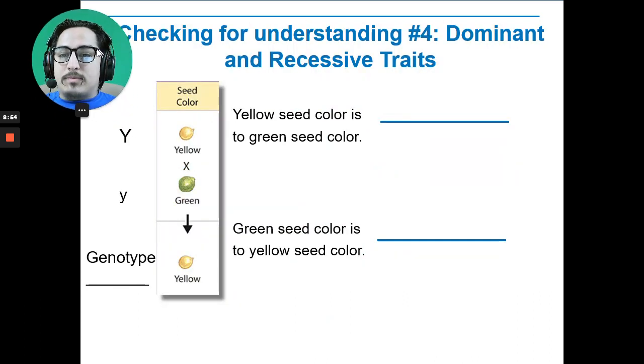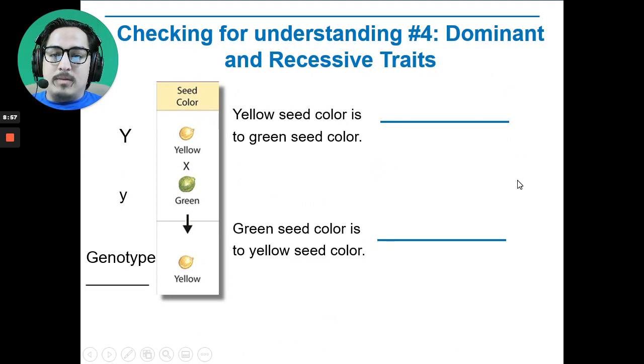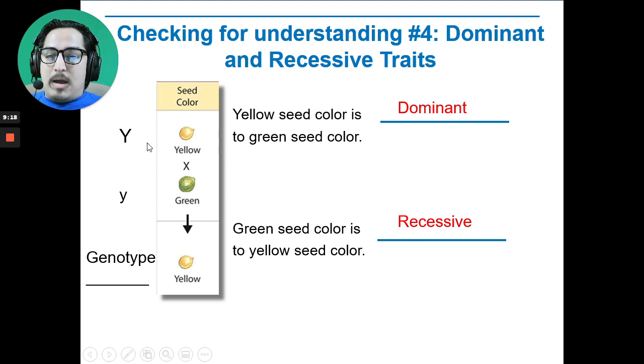Okay. Check for understanding number 4. Yellow seed is what to green? So if you look here, yellow has a capital Y. So that means that this is stronger. So this is dominant. And then green seed is what? Green is a lowercase. So that means that it's recessive. Okay. Now, if you combine the letters, we're going to do that later. If you combine the letters, you're going to get a combination. All you do is just combine one of each. So here, that's the answer for the genotype. That's the third question there. Okay. Pause the video, moving on.